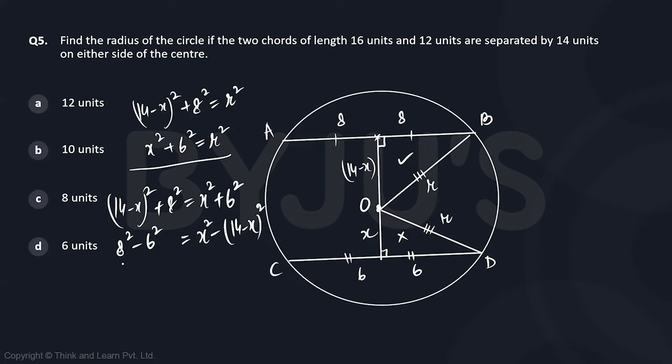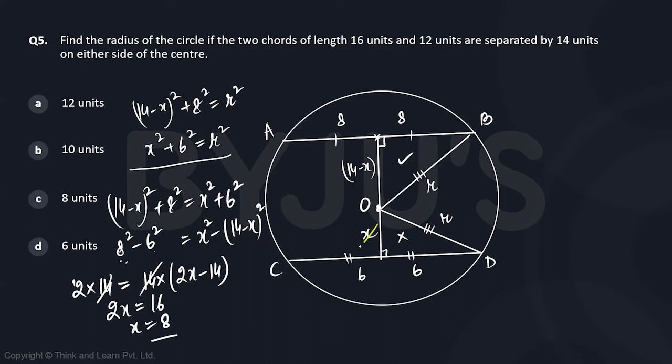This is of the form A squared minus B squared, that can be written as (A minus B), 8 minus 6, which is 2, into (8 plus 6), which is 14. And similarly, the RHS is also of the form A squared minus B squared, which can be written as (A plus B), which will result in 14, and (A minus B), which will result in 2X minus 14. So 14 gets cancelled out. We will have 2X is equal to 16, or we will get X is equal to 8.